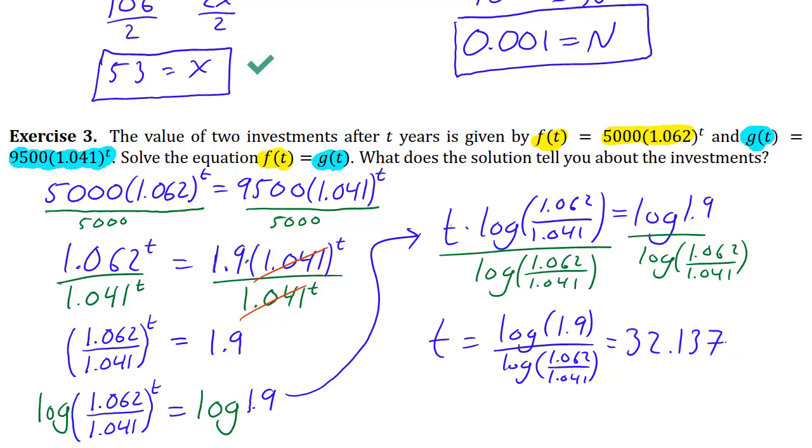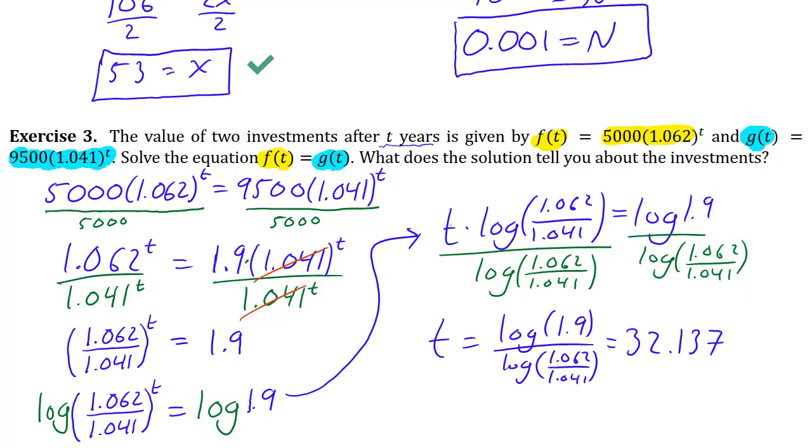So what does that tell you? T here is the number of years. So this is saying that after 32.137 years, the value of the two investments will be equal. And what that means is, well, one started ahead. One started at 5,000, the other one started at 9,500.